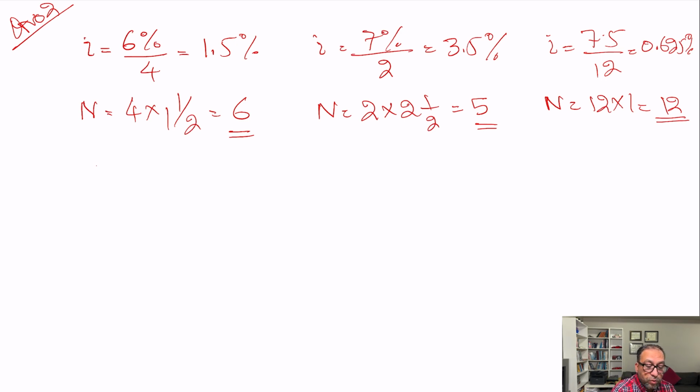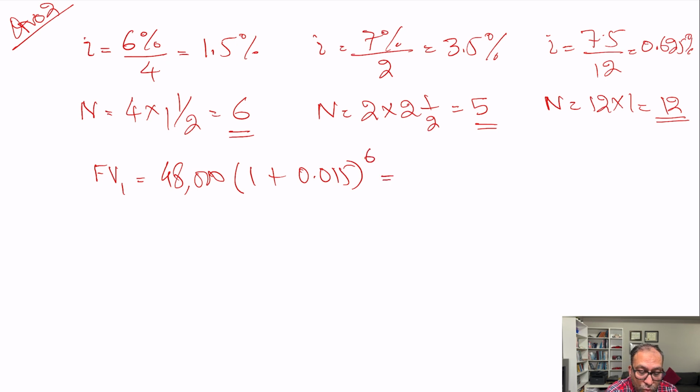So we're going to calculate the first future value, and the value is 48,000. 48,000 times 1 plus I, which is 1.5%, so we can write it like this, and the compounding period is 6. When we apply this, we get 52,485.28. So this is our F1.